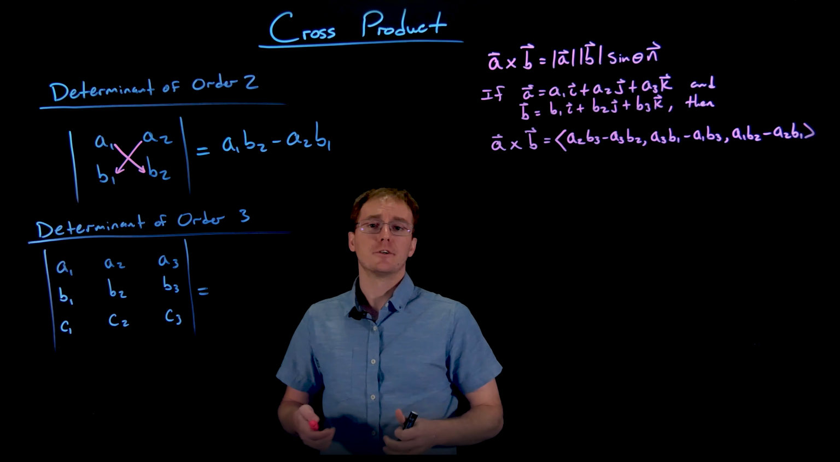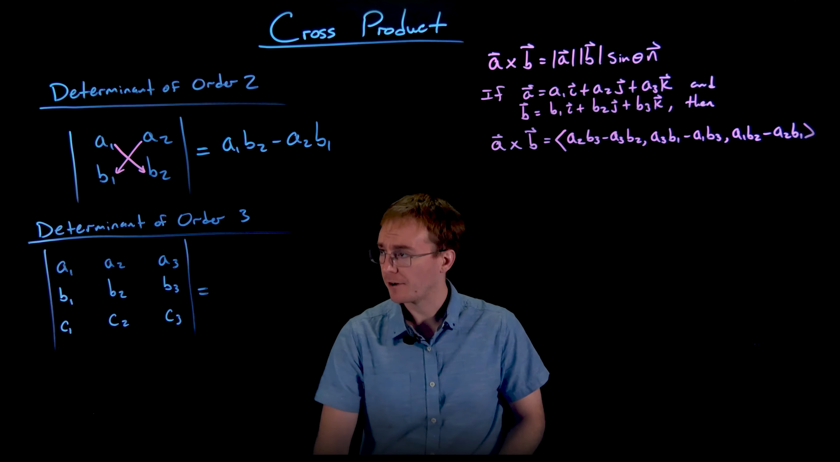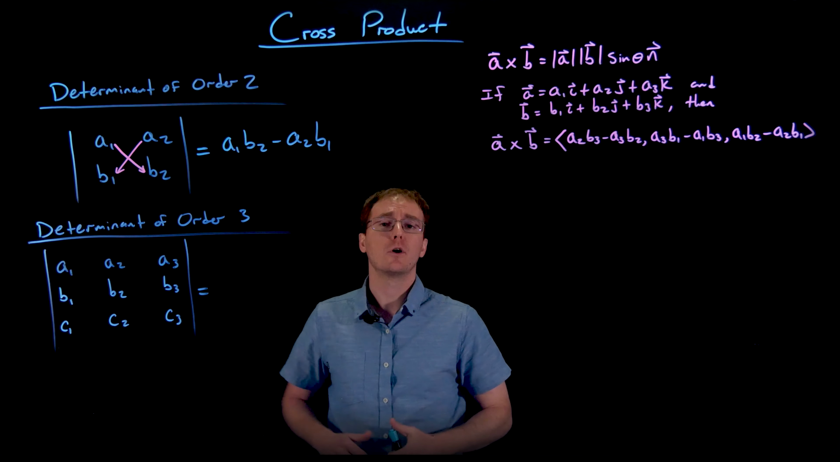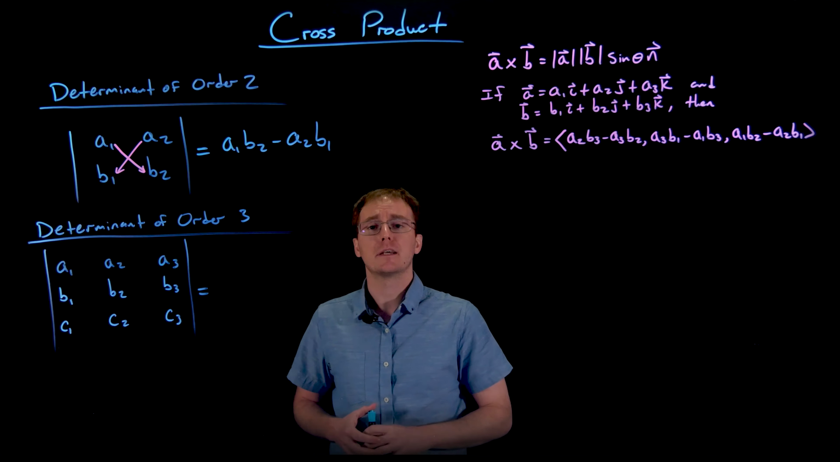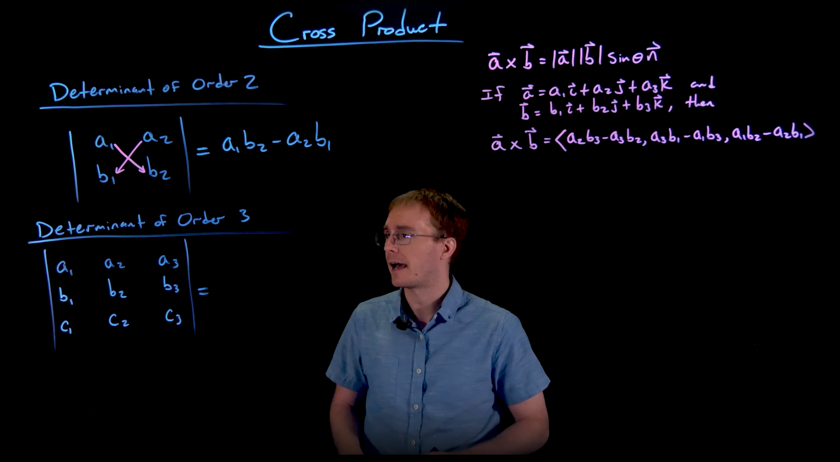All right, so now that we've covered our order 2 determinants, we're ready to talk about our order 3 determinants. We can actually go up to order 4 or higher determinants, but that's not necessary because for the cross product, we really only need these order 3 determinants. The way we at least initially start evaluating these order 3 determinants is by breaking them down into order 2 determinants. So let's show you how to do exactly that.